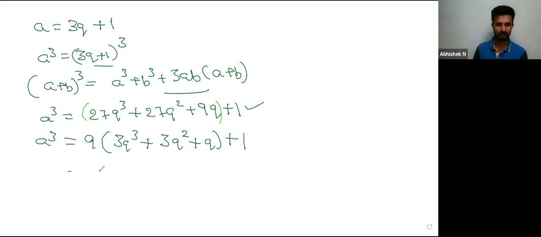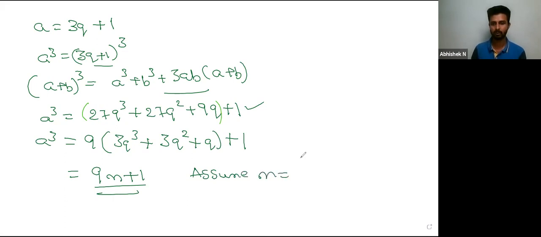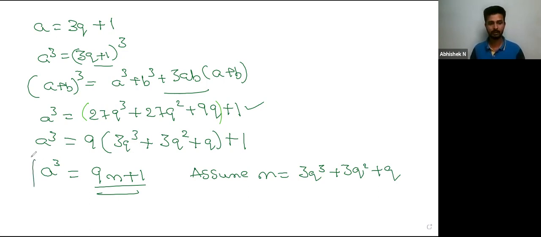So this can be further written in the form of 9m plus 1. Here we are assuming m is equal to 3q cube plus 3q square plus q. That's it. So again, we got the second proof, that is, the cube of any positive integer is of the form 9m plus 1. Got it?